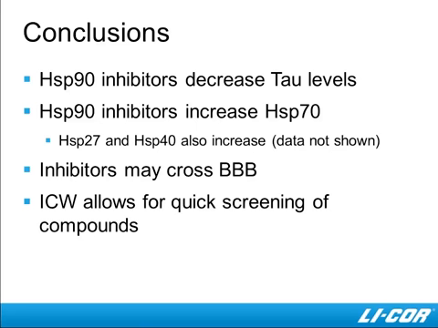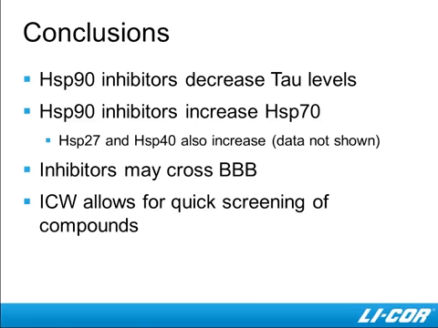Now, to bring it back to the In-Cell Western, the key thing found here was that the In-Cell Western allowed this group to quickly screen these compounds. Again, depending on the size of your wells, whether it be 96 or 384, you can quickly screen a lot of different conditions and get high-quality data.